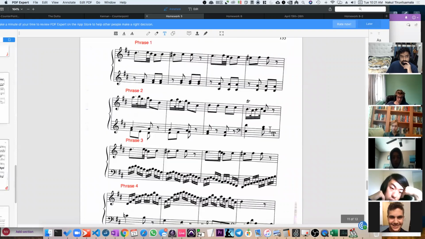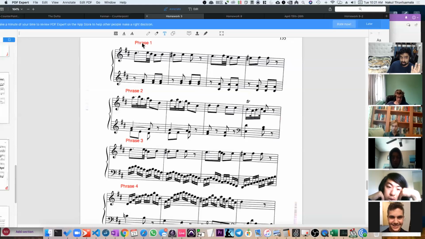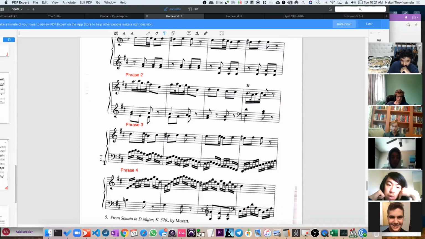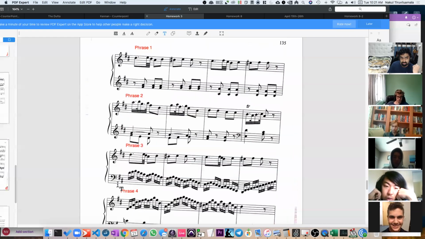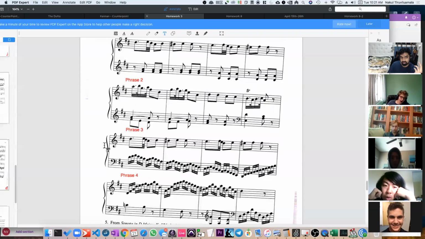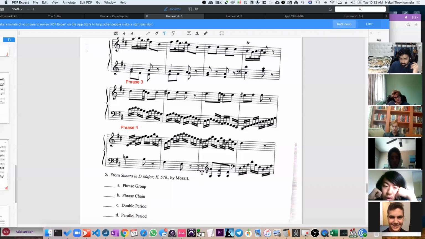So over here we have 4 phrases, right? I came across the same exact thing. This is why I actually annotated. These red markings weren't actually in the book, in case you didn't know. I actually put them in myself. When I originally did this homework, I segmented this gigantic thing as 1 phrase, and this gigantic thing is another phrase. And then I thought, well, it's obviously a parallel period, right? Because this material reappears right here. But the way the book wants you to do it is it wants you to think of this first 4 measures as a phrase, this 4 measures as a phrase, this third 4 measures as a phrase, and these fourth 4 measures as a phrase.